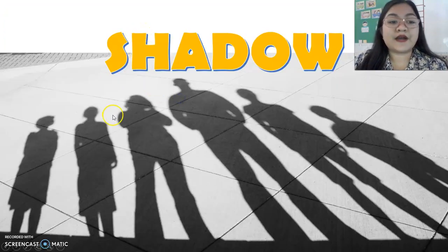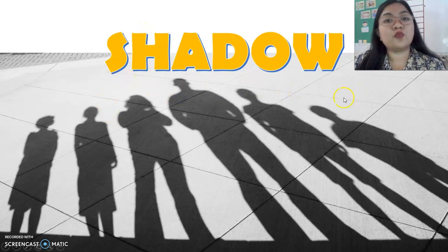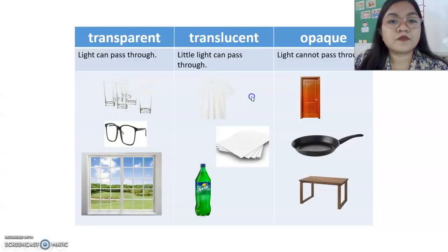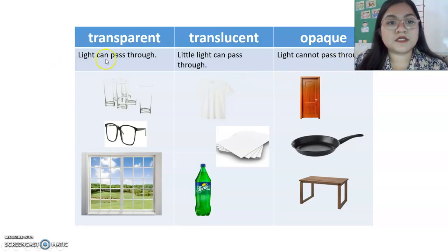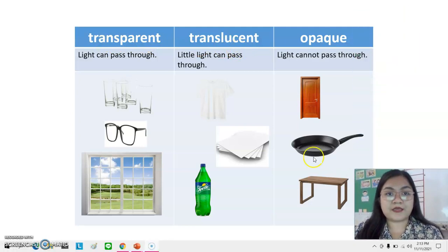So next we have shadow. So why do we have shadow? We have shadow when there is light. When there is no light, there will be no shadow. So we have three types of objects. Number one, we have transparent. Number two, translucent. And number three is opaque.